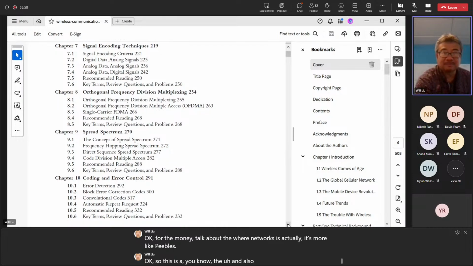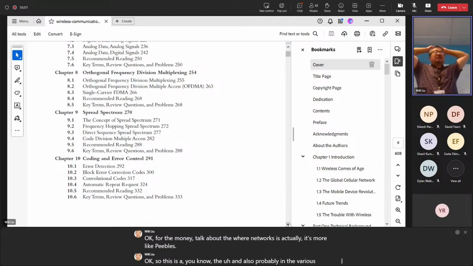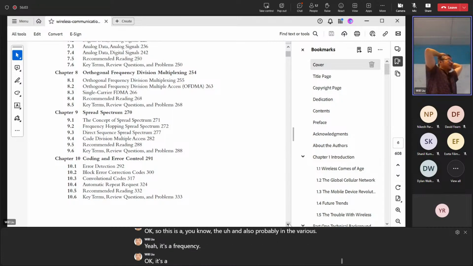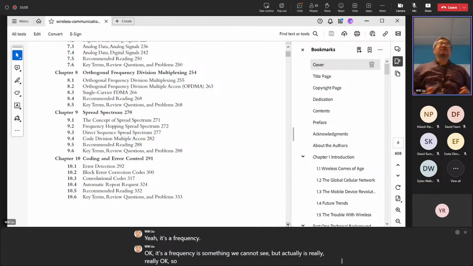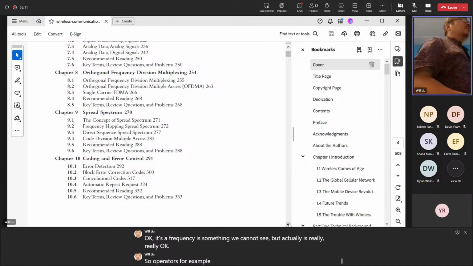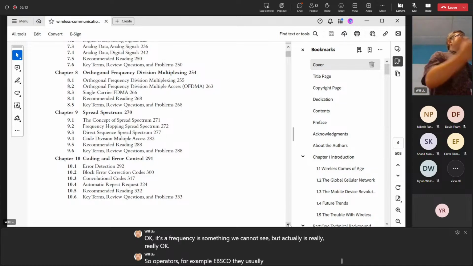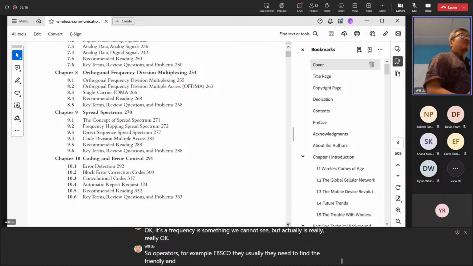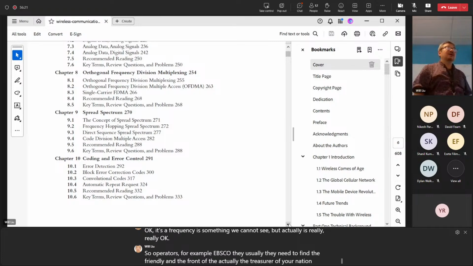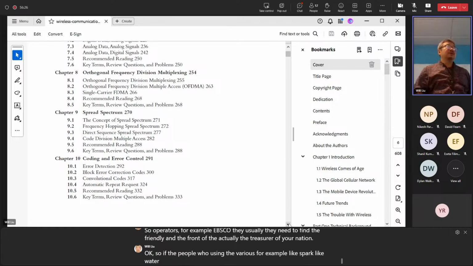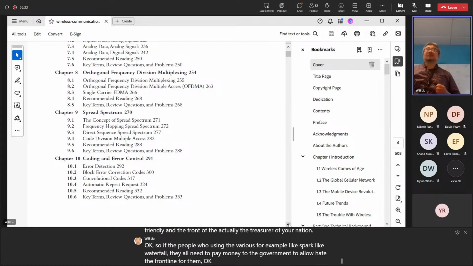And also in the wireless, because we're using the air, there is frequency. The frequency is something we cannot see, but actually it is a real resource. Operators, for example, if they want to run a network, usually need to buy the frequency. The frequency is actually the treasure of your nation. So people who use the wireless, for example Spark and Vodafone, all need to pay money to the government to allocate the frequency for them. Otherwise, they cannot use it.